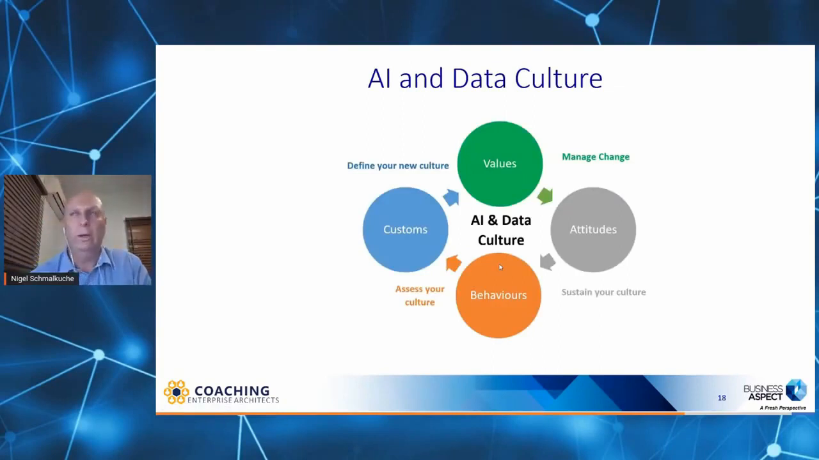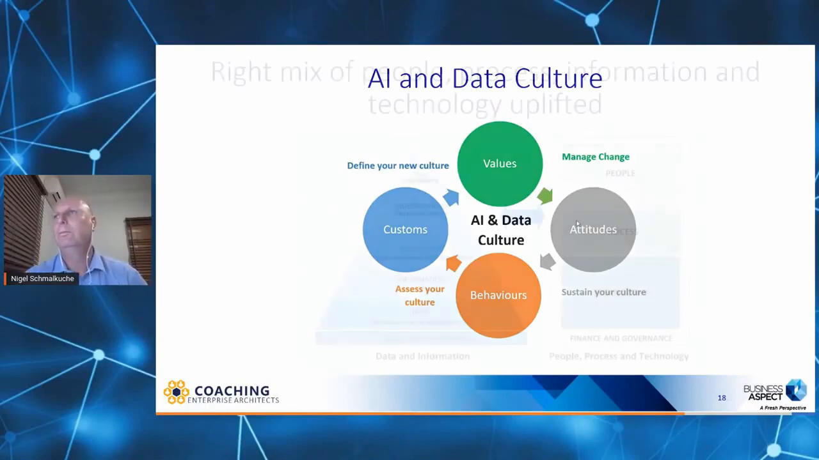Just got a quick diagram here, and there's a chapter in the book about culture. AI and data culture. So the values, how you manage that change, the attitude, you sustain your culture. You need to assess your culture regularly. What's your behaviours? How can we best meet that? And you can definitely have surveys there. Surveys can help to assess that behaviour and try to build that culture. And once it becomes customs, you can define that new culture on board.